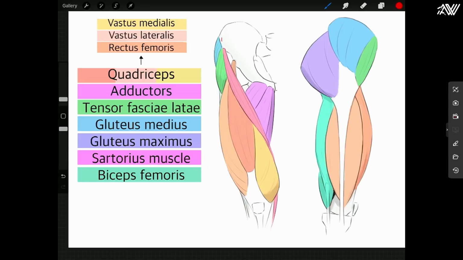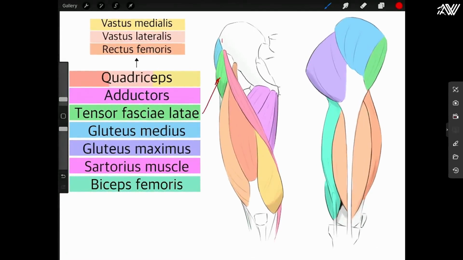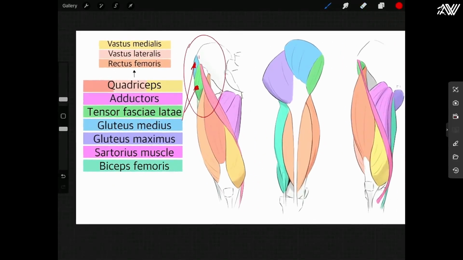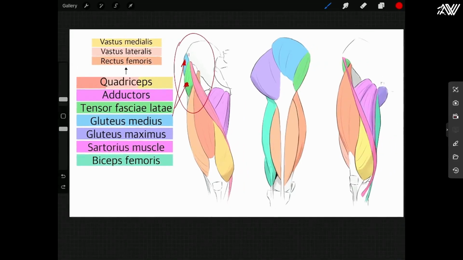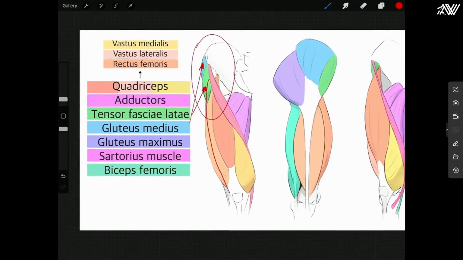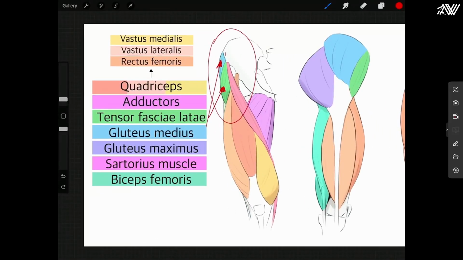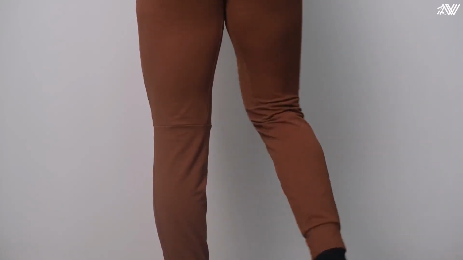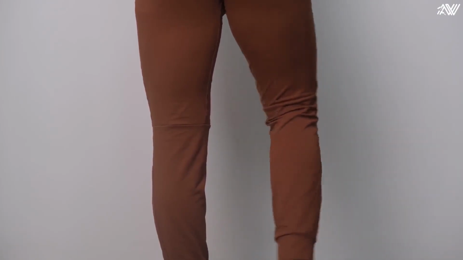Then moving on, we have the tensor fascia latae, which is this little muscle that sits next to the gluteus medius. The glute medius and the tensor fascia latae will be on the lateral side of the hip. Now the tensor fascia latae is a little bit misrepresented here, but it actually runs all the way down to the knee joint. Its main function is to extend and externally rotate the leg around the knee joint. So it does have a very specific function.